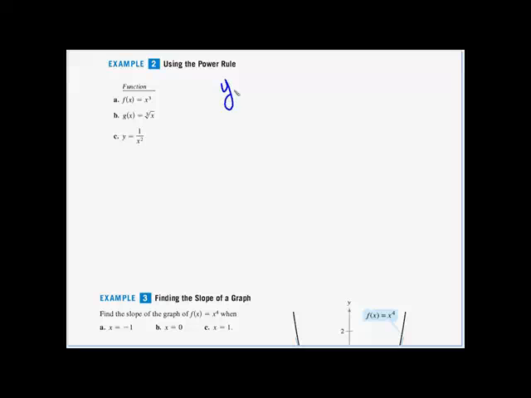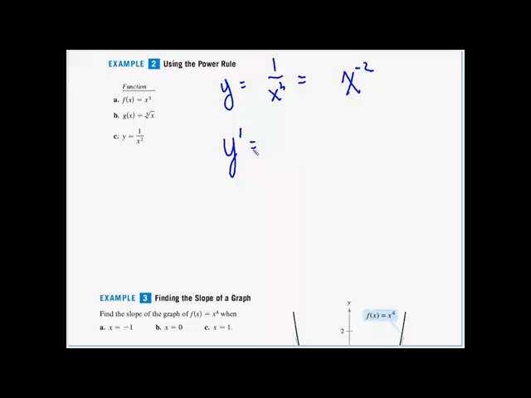Part C, they have y equals 1 over x squared. Well, all right, let's get rid of that being in the denominator. Let's bring it up and write it as a negative exponent. So 1 over x squared becomes x to the negative 2. You know, there is an implied 1 there. When we move that up, we just change the exponent to a negative, and we'll just drop the 1. So we have now y equals x to the negative 2.